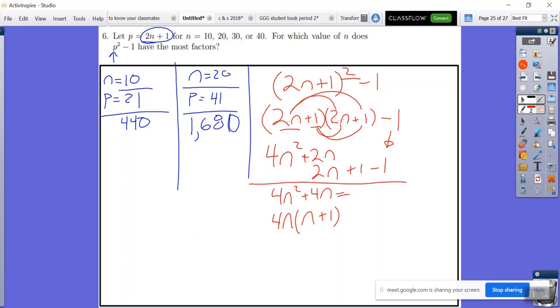Okay. So now, instead of doing everything that Caroline had to do here, all we have to do is plug n into this expression because it's much shorter. Much, much shorter. So let's do that for 30 and 40. 30 times 4 is 120. So we have 120 times 31. What's 120 times 31? 3,720.